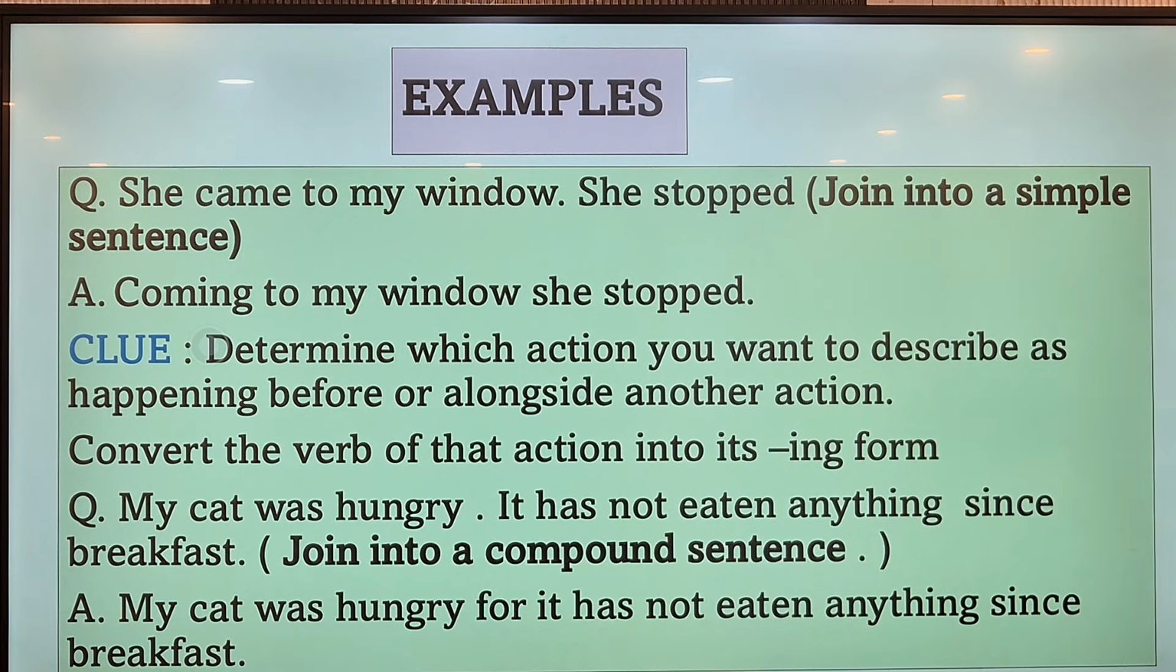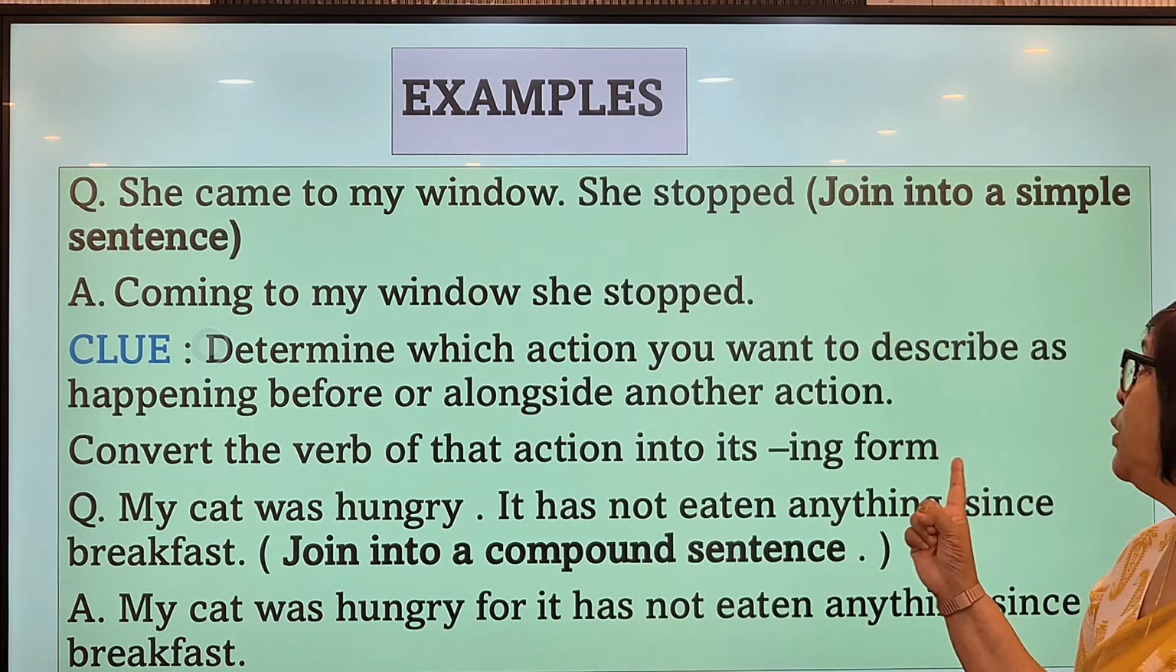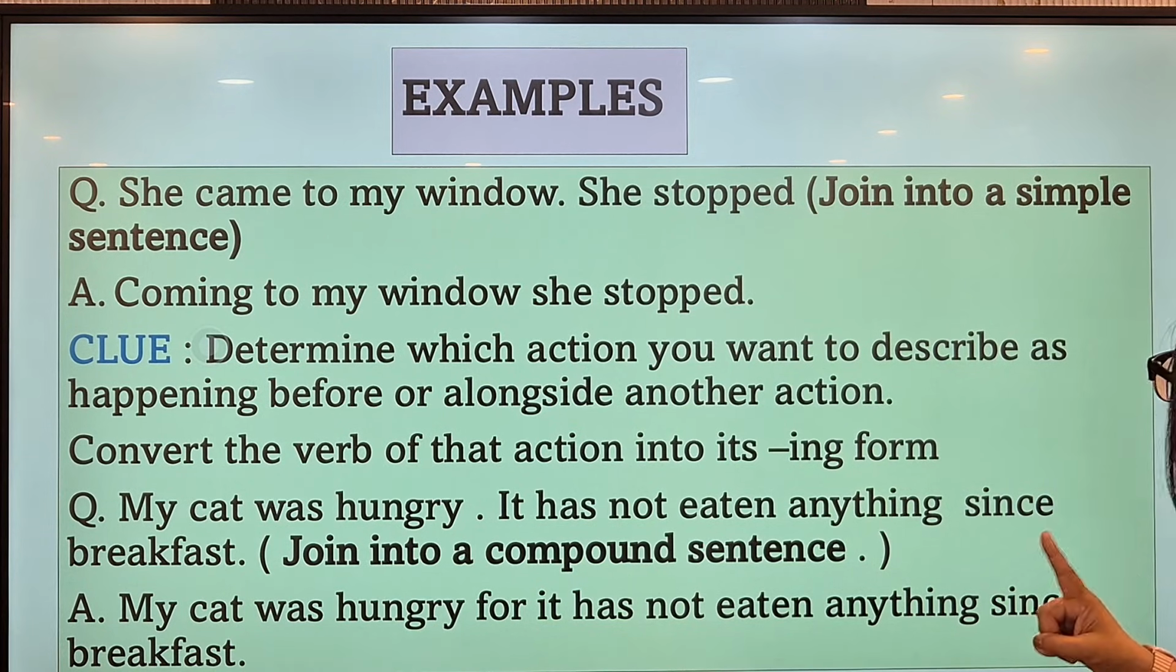Now examples. She came to my window, she stopped. So this has to be joined into a simple sentence. Coming to my window, she stopped. So here is the clue. Determine which action you want to describe as happening before or alongside another action. So there should be some logical thing going on in your mind. She came to my window, she stopped. So when did she stop? She came to my window and then stopped.